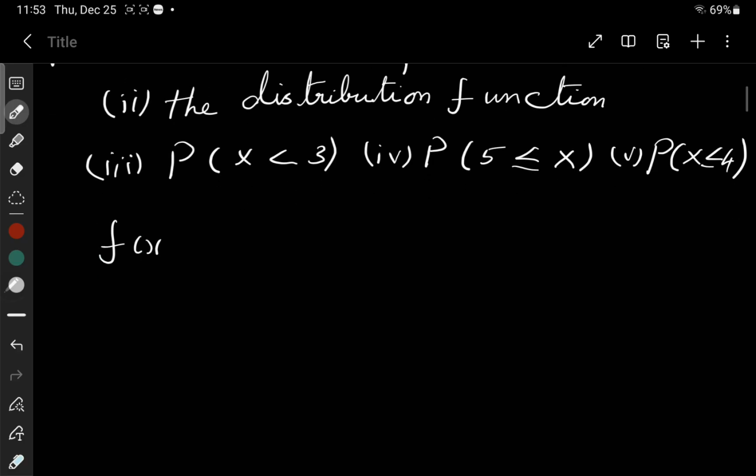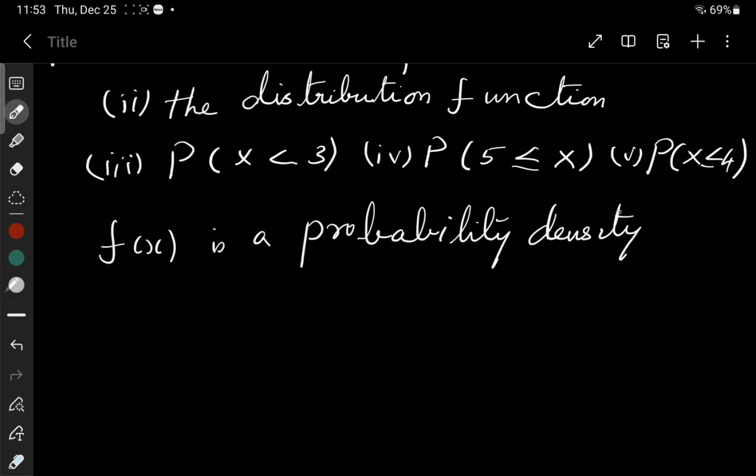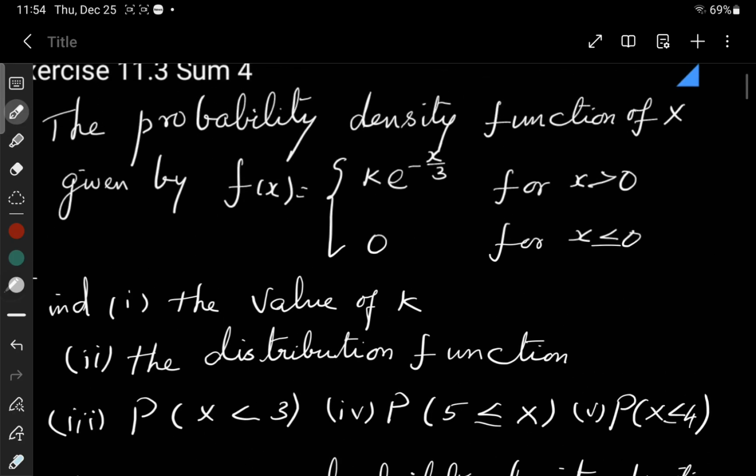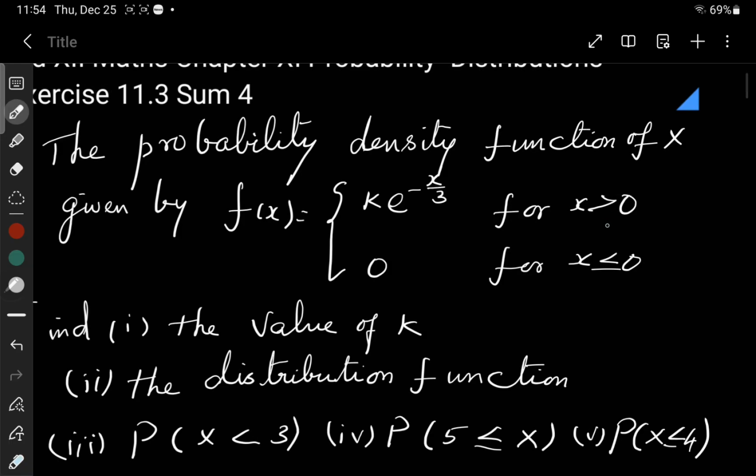See, f of x is a probability density function. So the integral from minus infinity to infinity of f of x dx is equal to 1. Take the limit. The limit is here for x greater than 0, so for x greater than 0 means here minus infinity to infinity, here 0. So we start the limit from 0 to infinity only, where the function is defined.